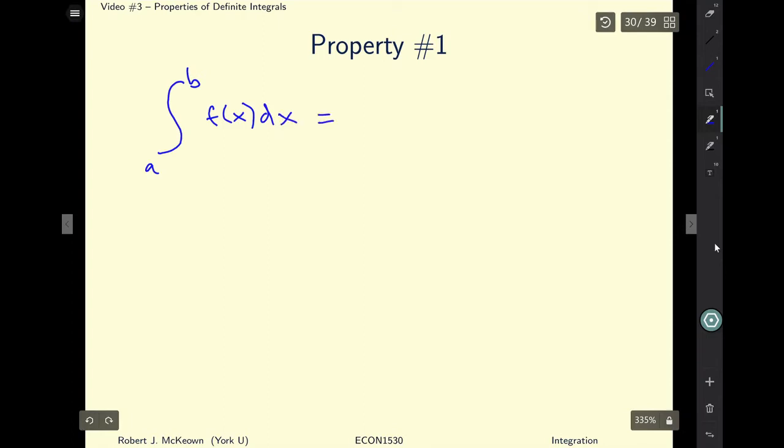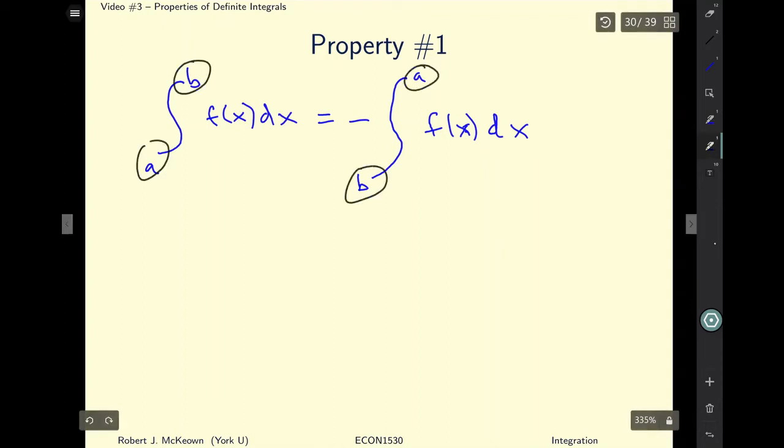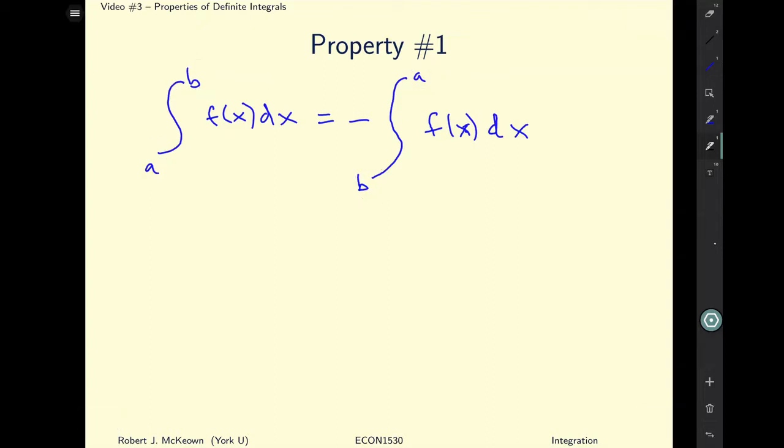Now, if I were to take the negative of this thing and switch the upper and the lower limit, they would be equal to the same thing. So that's kind of like the mirror image that we did before, except this time notice that we're switching the upper and the lower limit. And if we do it this way, then the two are equivalent. And we didn't have to create a new function g of x.